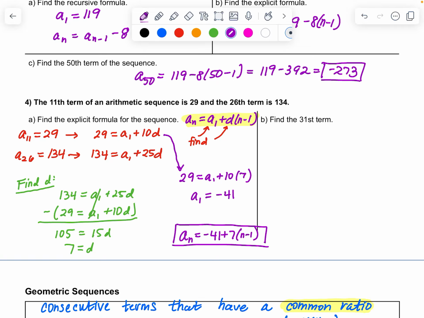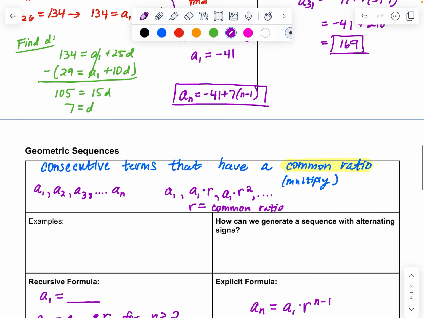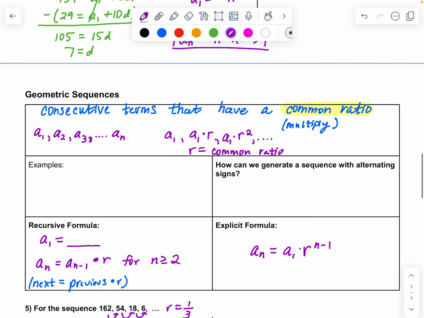So then from there, it just says find the 31st term. So I'm just plugging that in into my explicit equation that I made. And then that comes out to be negative 41 plus 210, and that's 169. There we go. Arithmetic sequences, adding and subtracting. Feel free to pause if you need to write more.